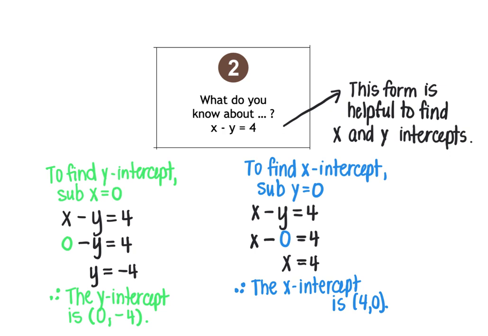So our x-intercept will be 4, or (4, 0). So what we know about this line is it's going to have a y-intercept of negative 4 and an x-intercept of 4. This means that our line is going to have a positive correlation.